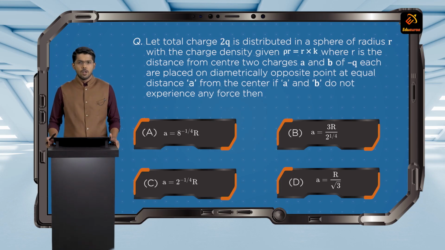Let's have a look at the solution for this. Now in this question, the key idea is that the force applied by the sphere on the charge exactly cancels out the force applied by the other charge placed at the diametrically opposite point. So first, let's try to calculate the electric field at that point where the charges are kept, which is at a distance a from the center as mentioned in the question.